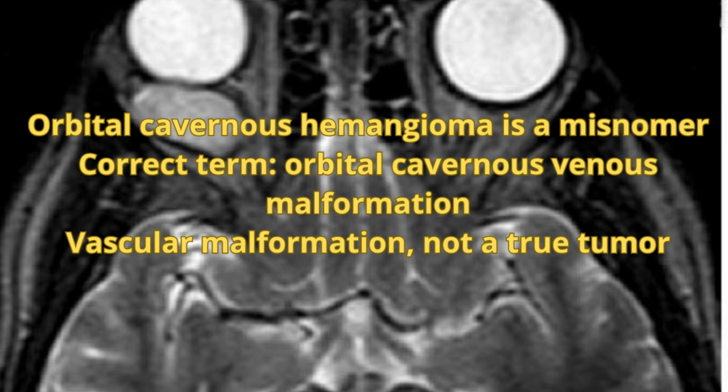The final diagnosis in both patients is orbital cavernous hemangioma, a term that is historically used but technically inaccurate. The correct and preferred term for this entity is orbital cavernous venous malformation, as this lesion represents a vascular malformation rather than a true neoplasm.